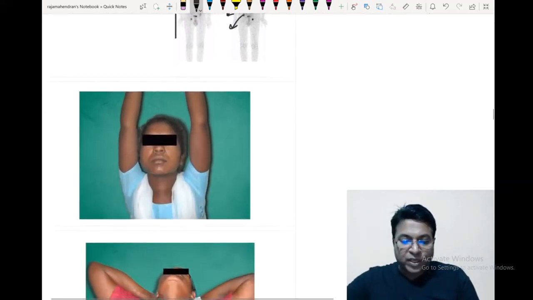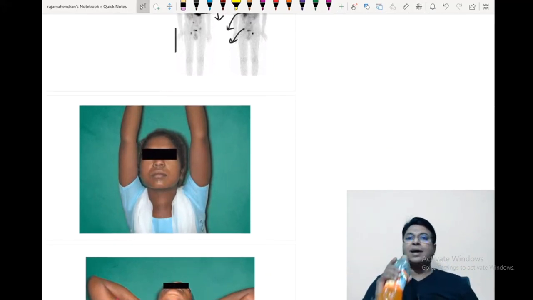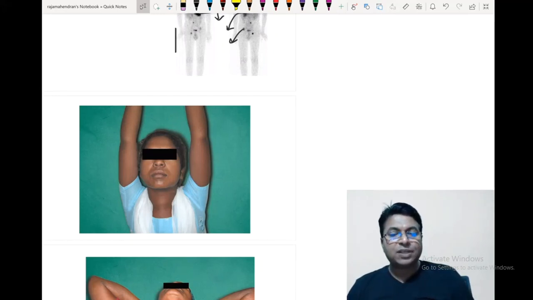So I am showing you certain tests which are highly expected MCQs for your exams. What is the sign shown in this girl? So this girl is doing one test.